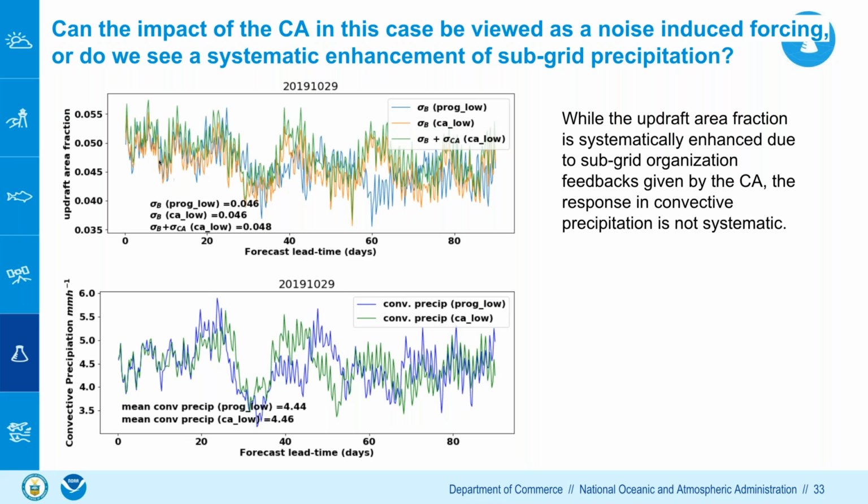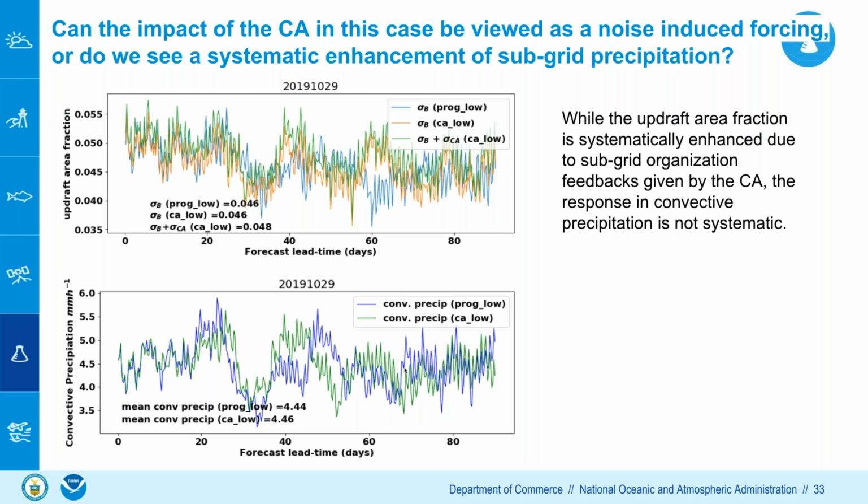So in this top graph, I show the area fraction. The orange curve is the area fraction from our moisture budget equation, as a function of time. So this is forecast lead time. So this is simply the area fraction. Then the green curve is the area fraction with the CA contribution as an additive term. And the CA systematically enhances the area fraction throughout time.